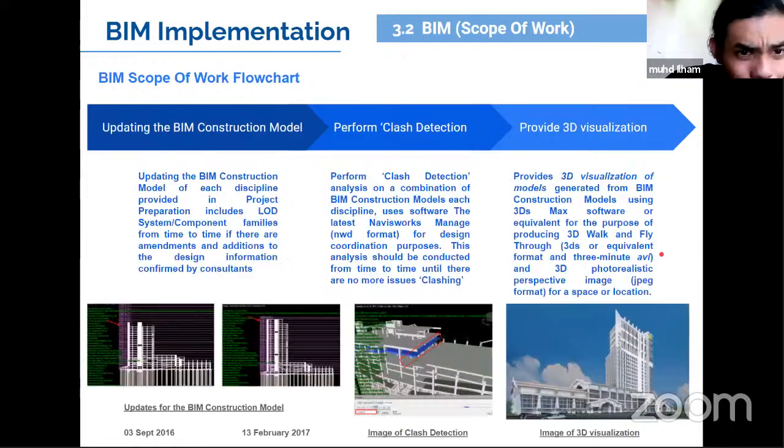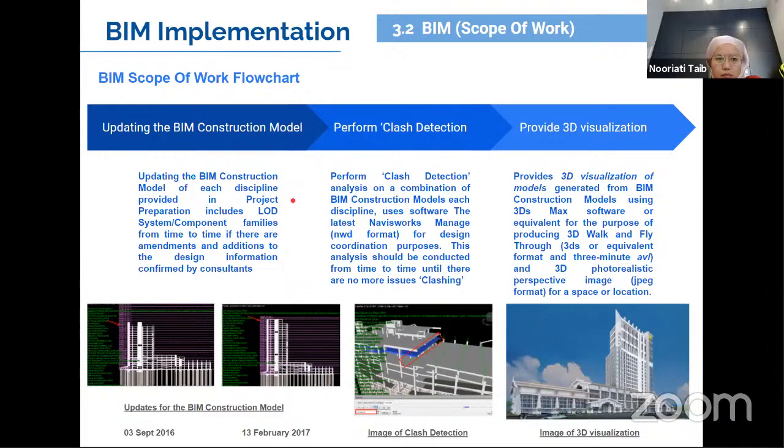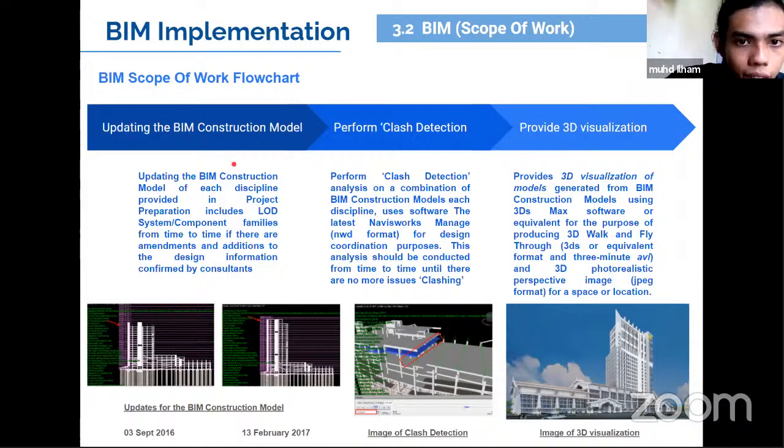Okay, next. And then we update the BIM construction. For this part, we need to update for the improvement of the LOD, and then we go to perform clash detection. For this part, we perform the clash detection analysis in combination with the BIM construction model by using Navisworks for design coordination purpose. So we will do this analysis until there is no further clashing.